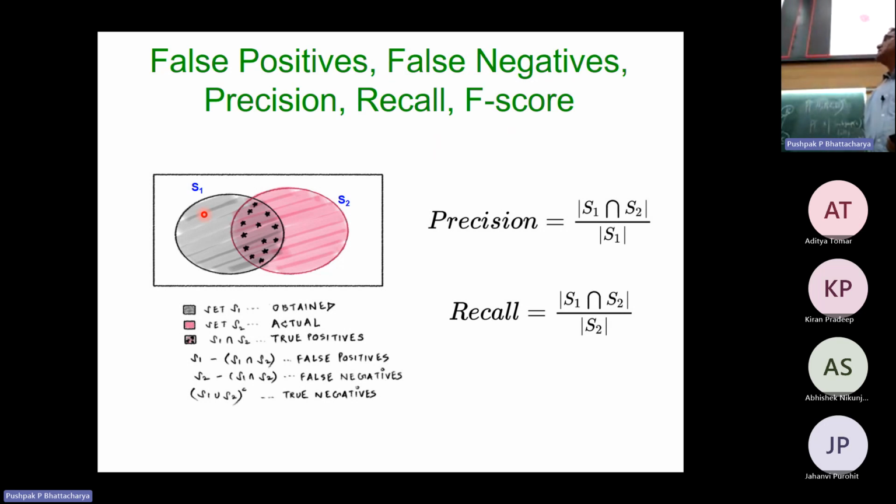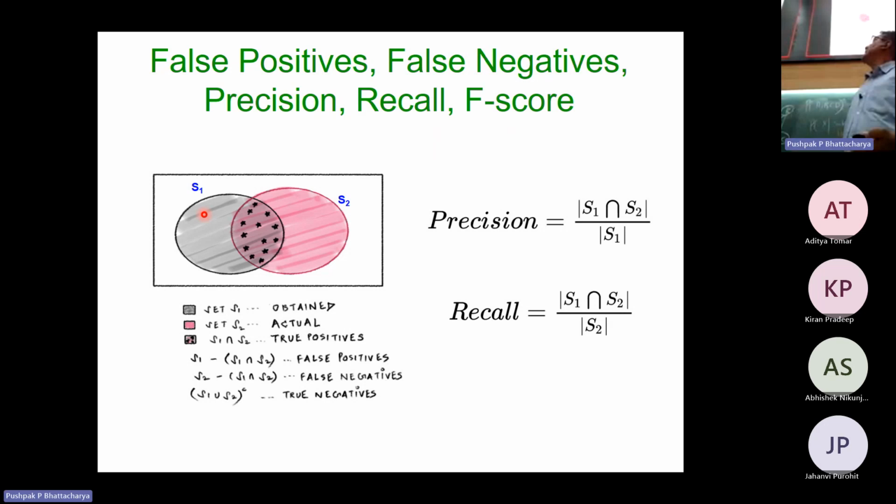Similarly, S2 minus S1 intersection S2 is the false negative region. We have missed those labels. The pink region has been missed by the machine. So this is a false negative, a case of erroneous omission. The pink region is a region of erroneous omission. The gray region is the region of erroneous commission. So, error of commission and error of omission. And the complement of S1 union S2, the whole set, is the set of true negatives. So this is a useful picture.